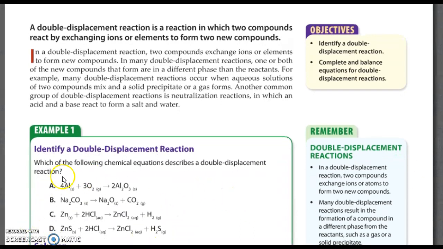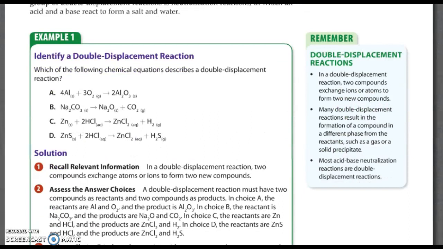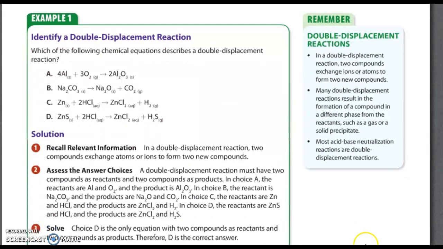All right, so go ahead and hit pause, look through these, and say which one is a double displacement reaction. And the answer is D. The answer is D because we have two compounds and they are switching partners.